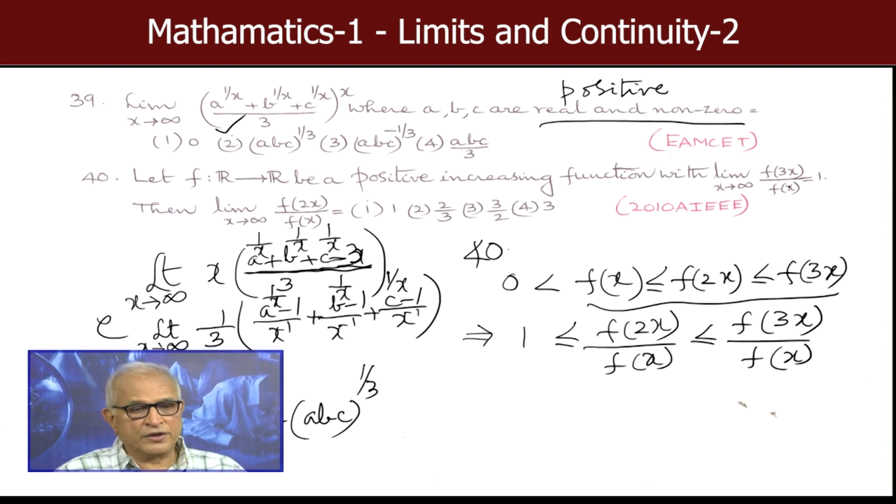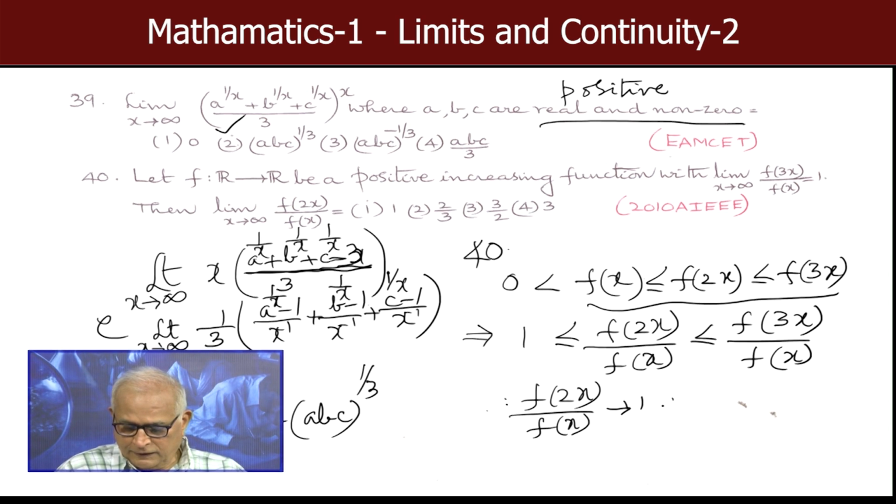So, it is a direct application of the sandwich theorem. Because this tends to 1 as x tends to infinity, this is already 1. The middle function f of 2x by f of x also tends to 1. Therefore, f of 2x by f of x tends to 1 as x tends to plus infinity. I hope I am clear. So, this is the question number 40.